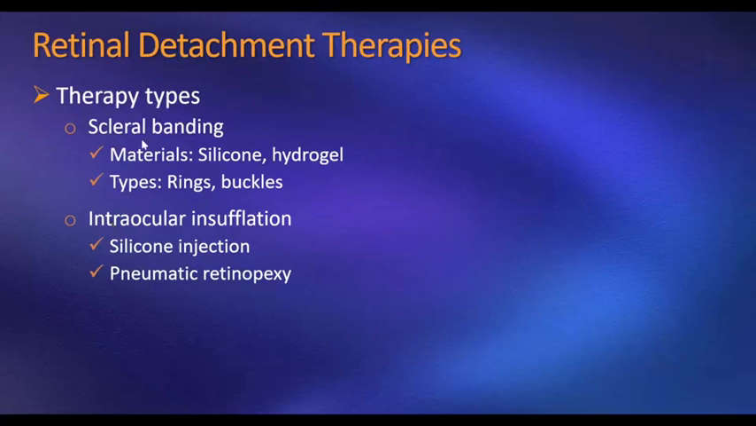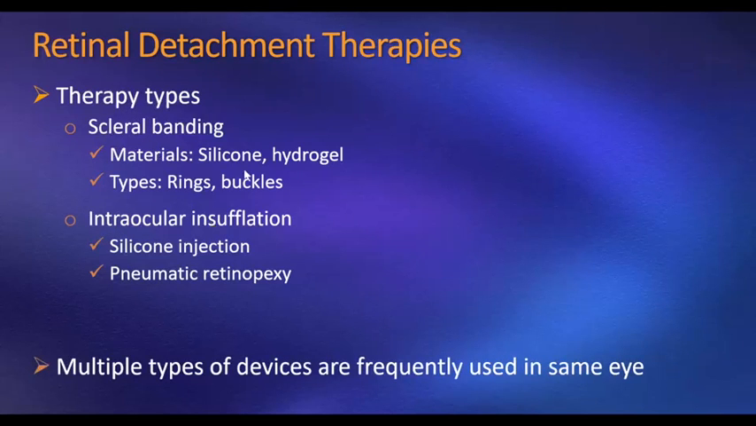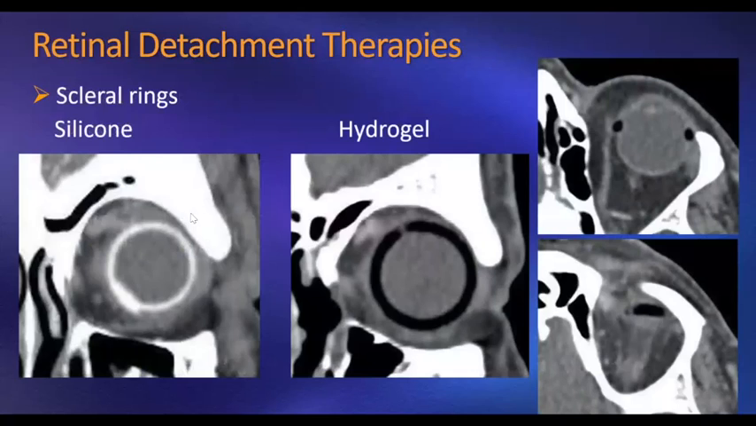Many times patients will have a combination of these different types of treatments to be able to control the retinal detachment in the same eye. Here we have a scleral ring. The silicone ring is hyperdense in nature on CT.